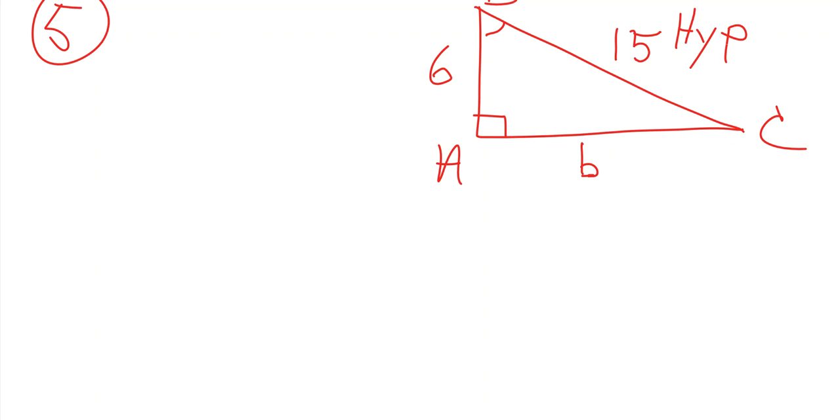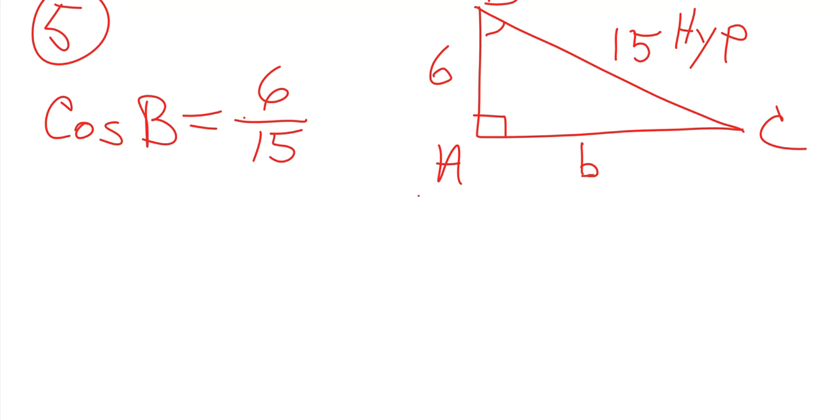Ah, you're right, cosine. Cosine of angle B is equal to adjacent 6 over 15. Now remember, we're solving the triangle, which means we need to know the measure of angle B. Here's where it gets a little more exciting and very cool. We need to find angle B. It's 6 over 15. So how do you find it?